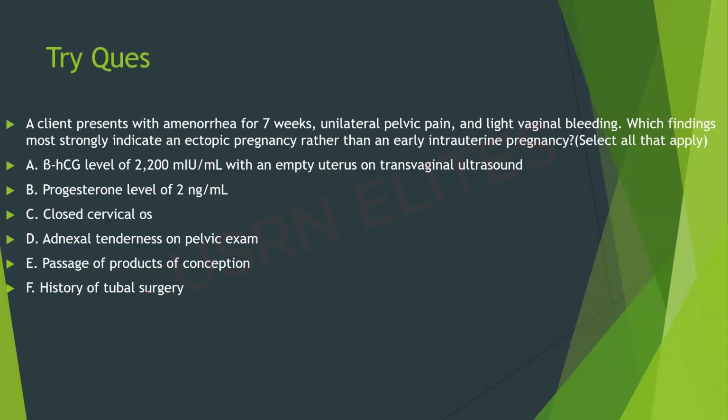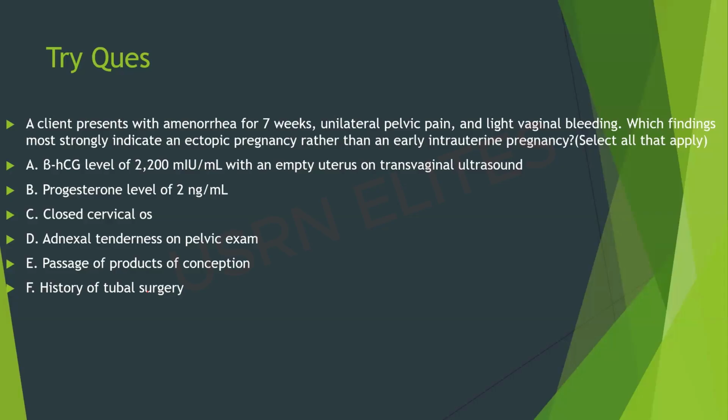I'll stick to A because of that word strongly, or most strongly. The other ones are like, yes, they can be answers, but that word most strongly points to A for me. And if strongly, then I'll go for A, B, and D. Okay, if so strongly, I'll obviously go for A, B, and D. HCG level of 2 with empty uterus. Yes, that is correct.